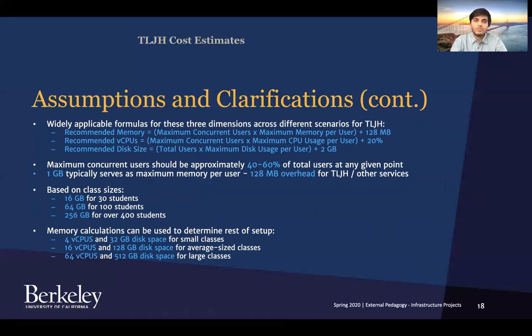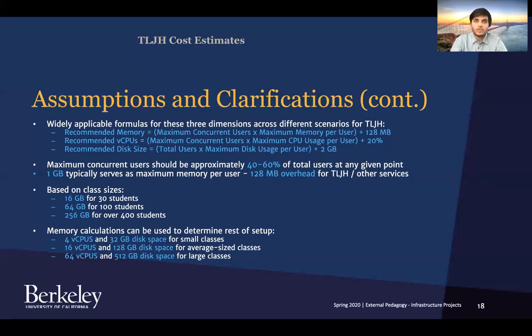Now, what they estimated was that the maximum concurrent users should be roughly 40 to 60% at any given point, and normally 1 gigabyte serves as the maximum memory per user, with 128 megabytes being overhead for TLJH or other services that they choose to include in it. Now, based on our class sizes, using these formulas, we came up with 16 gigabytes for 30 students, and so on and so forth. 64 for 100, 256 for 400.